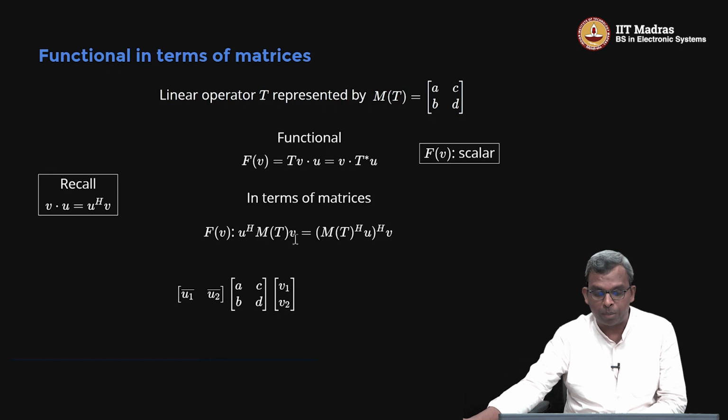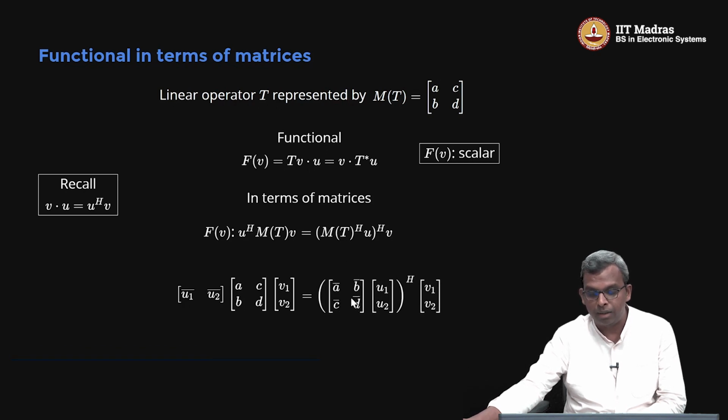So if you want to expand this out and write, u Hermitian is u1 bar, u2 bar in a row vector. M of t is as it is, v is a column vector v1, v2, so that this becomes a scalar, right? This row vector times a 2 by 2 matrix times a column vector is a scalar quantity, okay? So this is the same as this m of t Hermitian, which is this A C B D, the conjugated, times u1, u2, the whole Hermitian times v1, v2. So these two are exactly the same, okay? These two are exactly the same, and that's the identity that gives you the t star to be m of t Hermitian, okay? So I hope you see that.